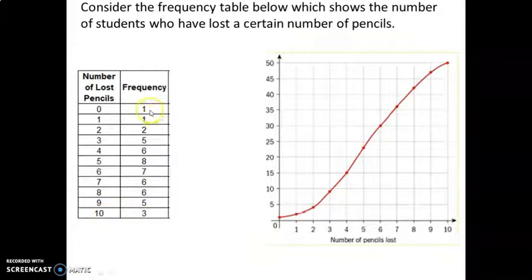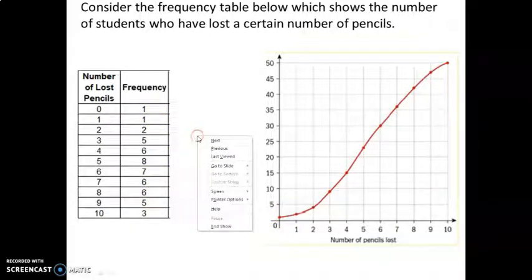So you can see not many students have lost 0 pencils, or 1 or 2, but as you get to 3, 4, 5, 6, 7, in that middle number of pencils lost, there's more students, and then it decreases again. So low frequency, higher frequency, low frequency. And that's what we can see on here, because this is a cumulative frequency curve. So what happens here is it shows us what happens as we add these numbers up.